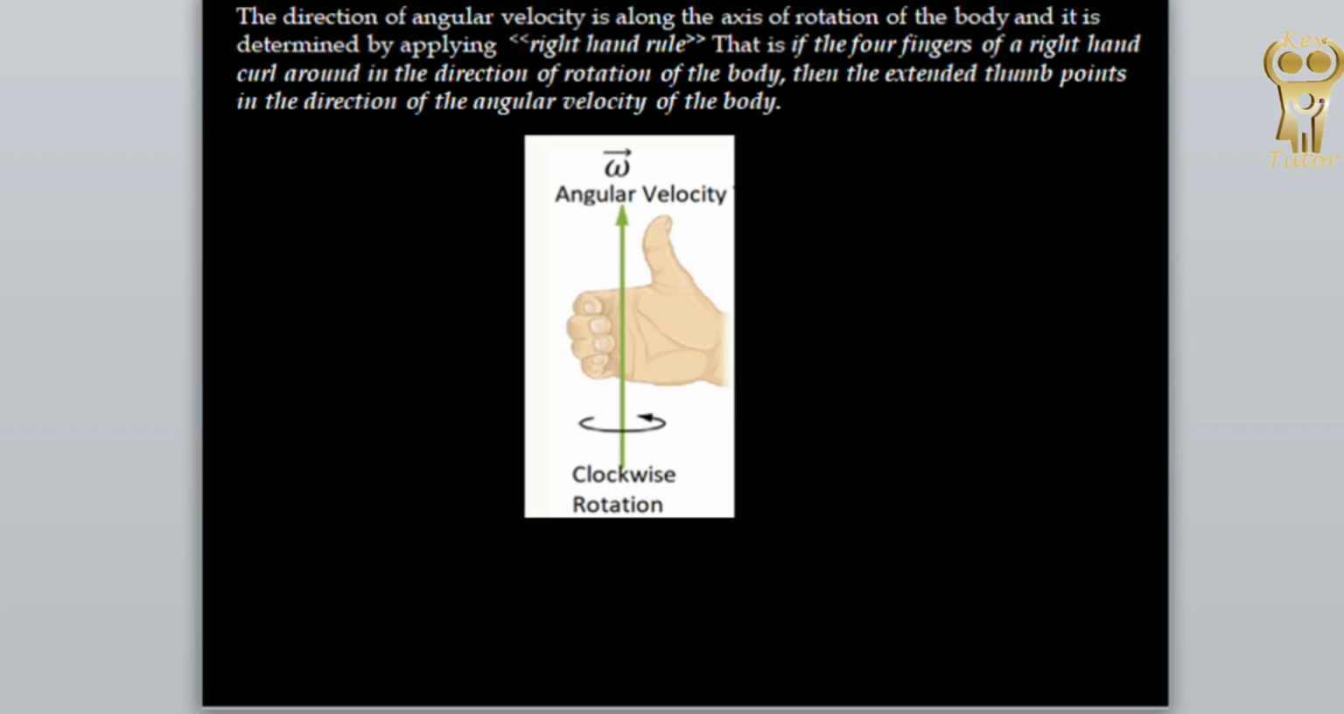How do we determine the direction? It is a vector, so how do we state the direction of the angular velocity? As you have seen in the figure, the direction of the angular velocity is along the axis of rotation of the body, and it is determined by applying the right hand rule.